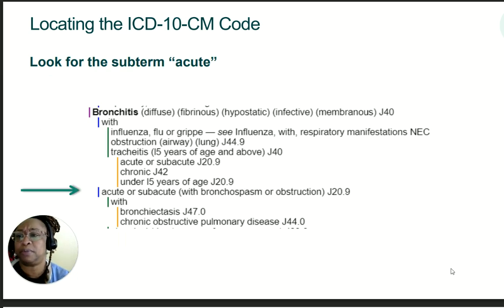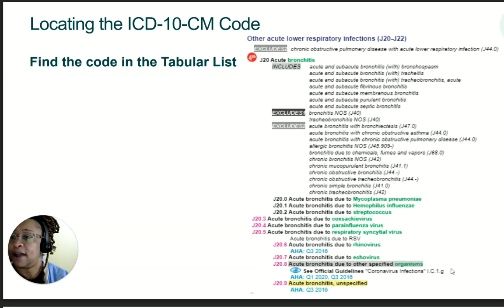Look up the subterm acute, as we already discussed. I kind of moved a little bit faster than the actual presentation, so please forgive me for that. But we already see that the actual subterm is acute. So that shows that that code is J20.9. Find the code in the tabular. This is the actual meat of the book. So we want to actually get the correct actual code. If you see at the bottom here listed, the J20.9 was the actual acute bronchitis, unspecified.